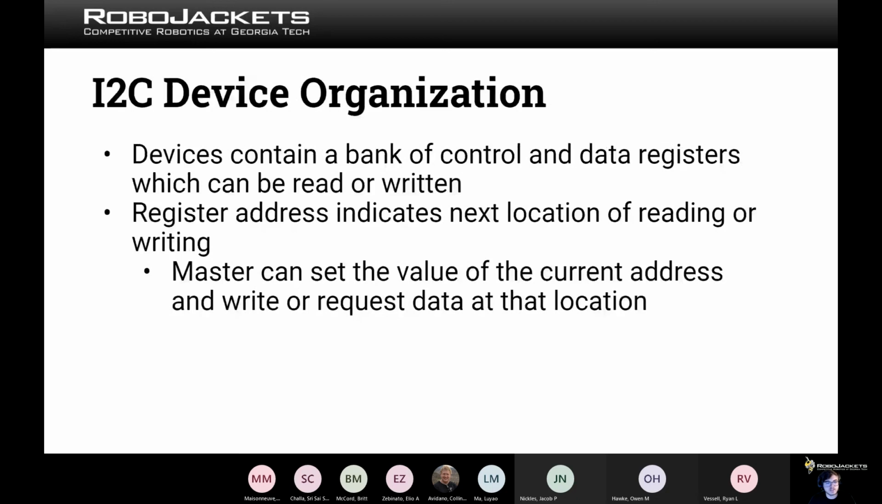You get to the line you requested, that register address, and then it sends you the information, or if you're trying to write to it, it goes to that place and reassigns the values at that register with what you want. So the master can set the value of the current address and write or request data at that location, and that's what determines which device is the master.